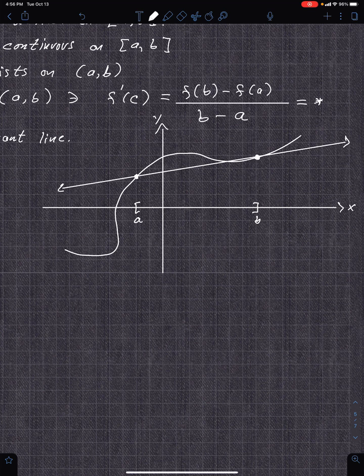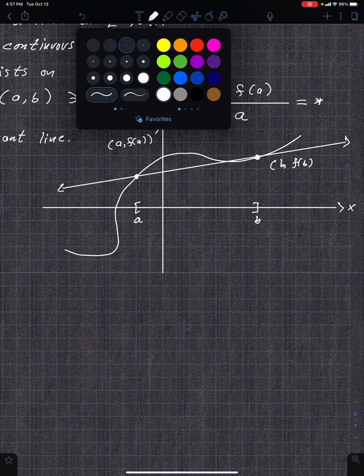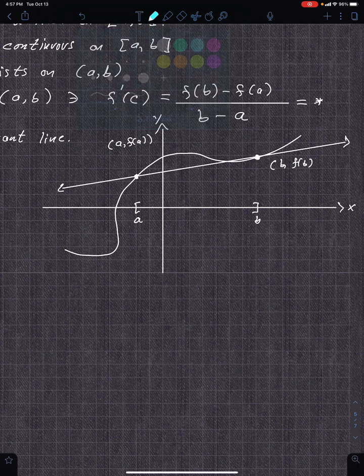So this is a, f of a, and this point would be b, f of b. And so basically there has to be some value. Let me move that. Always happens. Put it right there. There must be some value that gives you that same slope.